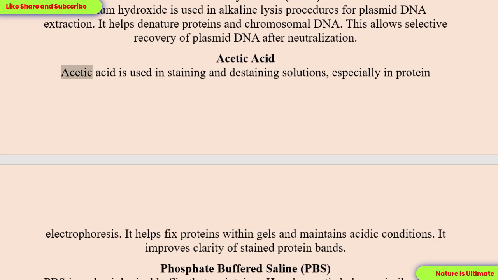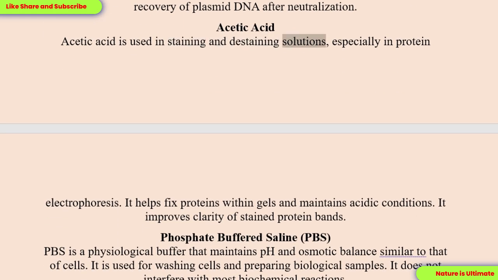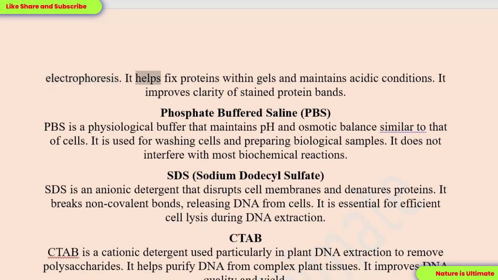Acetic acid. Acetic acid is used in staining and destaining solutions, especially in protein electrophoresis. It helps fix proteins within gels and maintains acidic conditions. It improves clarity of stained protein bands.